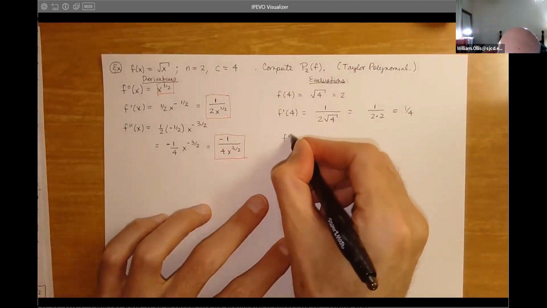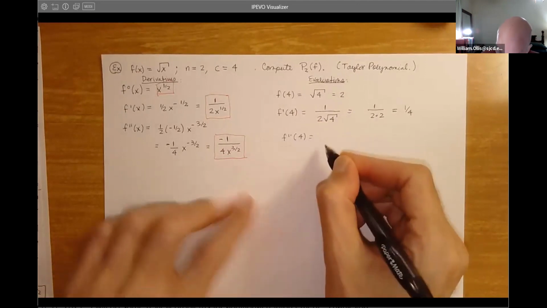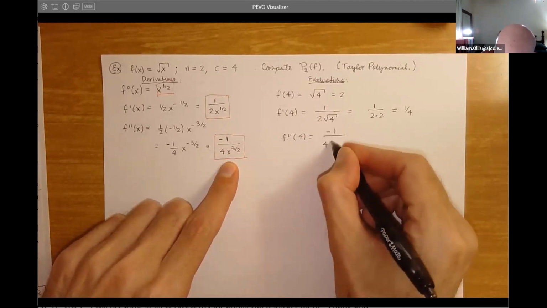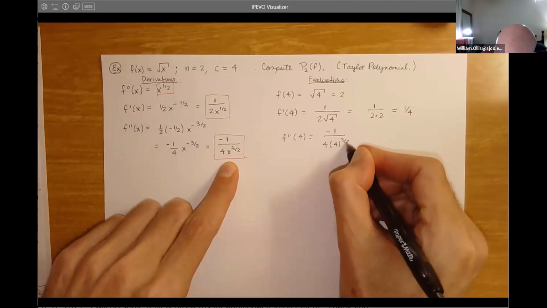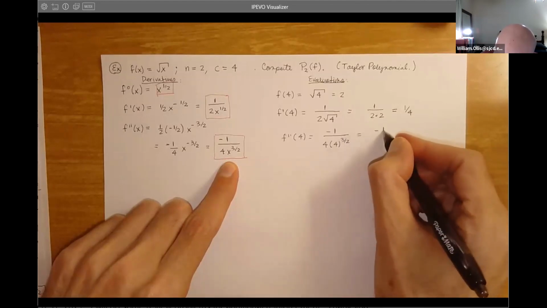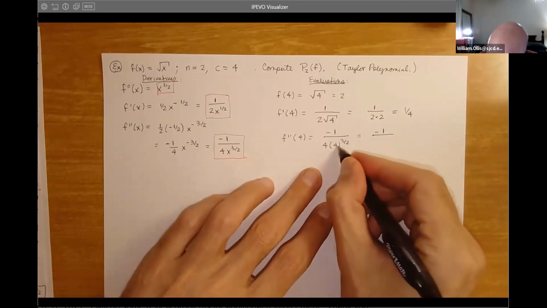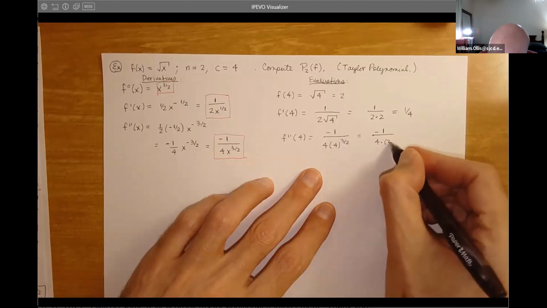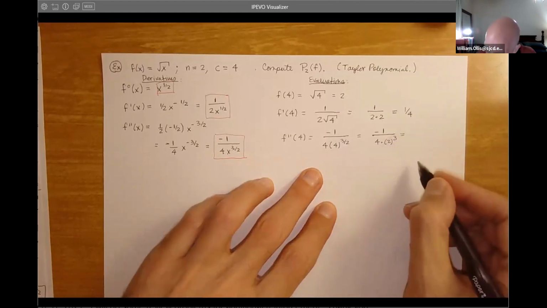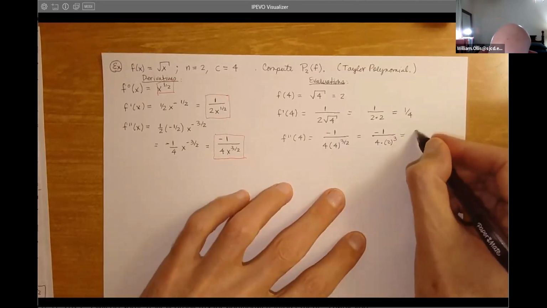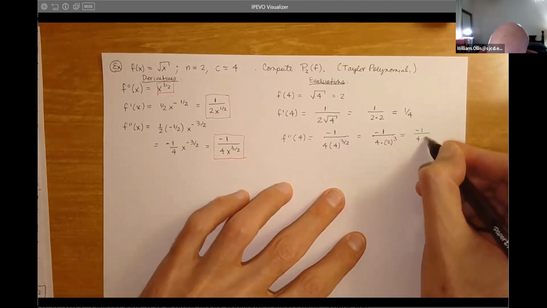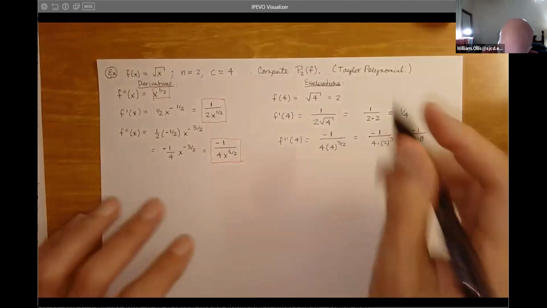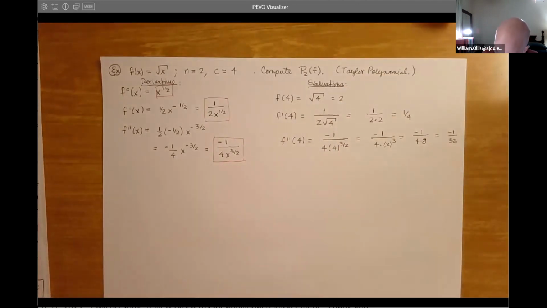And then f double prime of 4, we'll use our user-friendly form. So this is -1 over 4 times 4 to the 3/2, just like we're doing integrals. Now the square root of 4 is 2, so this is 4 times 2 to the 3rd power. And 2 to the 3rd is 8. So this is -1 over 4 times 8, or -1 over 32.